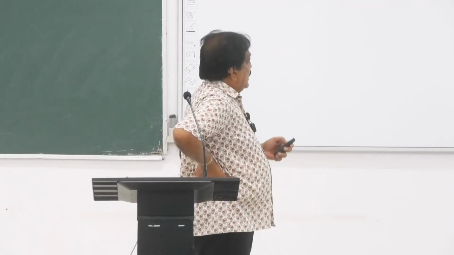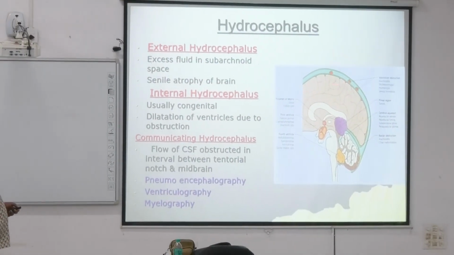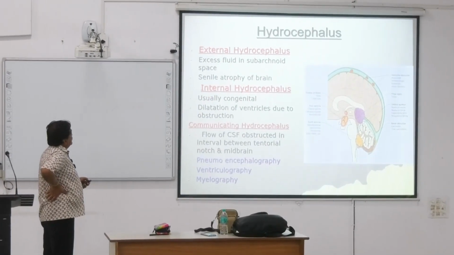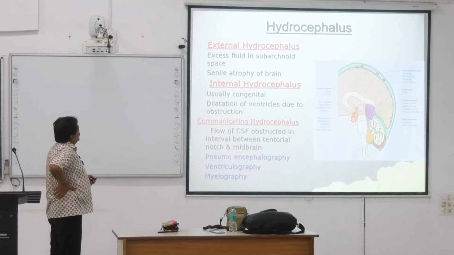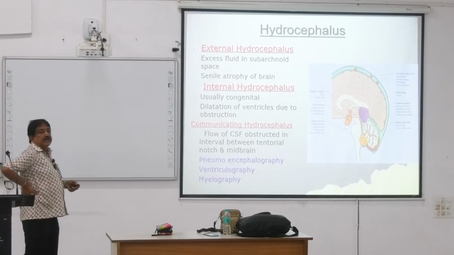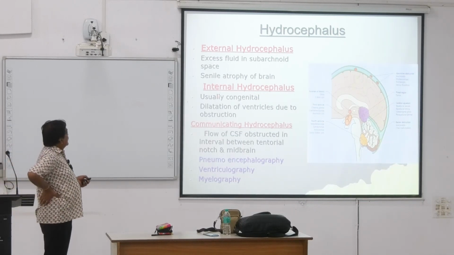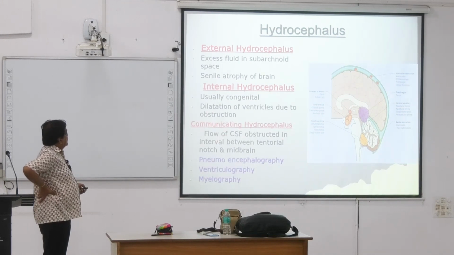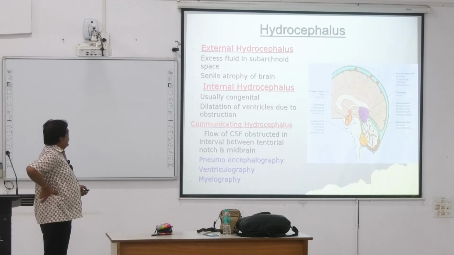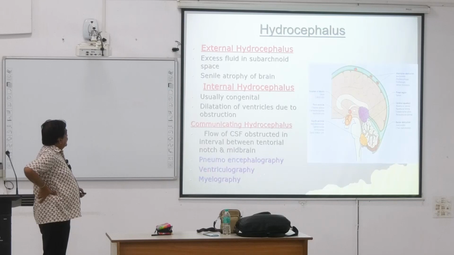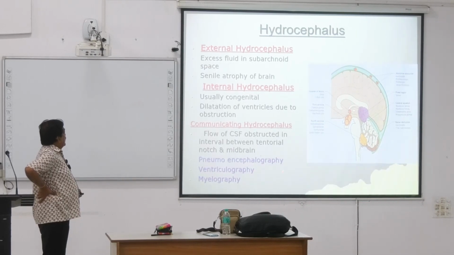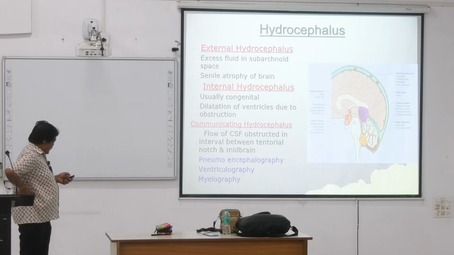Now hydrocephalus. External hydrocephalus: excess fluid in the subarachnoid space, senile atrophy of the brain. Internal hydrocephalus, usually congenital: dilatation of ventricles due to obstruction. I think one batch I showed you the congenital malformation slide where I showed you internal hydrocephalus. And communicating hydrocephalus: obstruction of CSF flow in the interval between the tentorial notch and the midbrain. Pneumoencephalography, ventriculography, and myelography. Now, these are the radiological investigations.